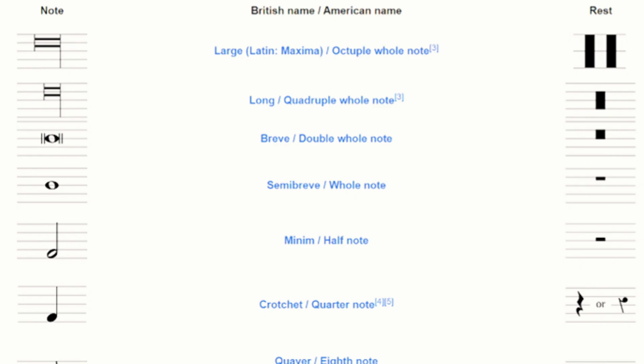On the heading, you are going to see on the right hand side the note. Then you are going to see in the middle the American name and the British name. And then on the left, you're going to see their equivalent rest. Okay, so the first one we are going to look at is the whole note or a semibreve. It means 4 beats. And the next is the half note or a minim, which equals 2 beats. A quarter note or a crotchet equals 1 beat.